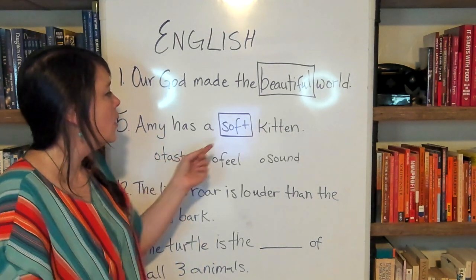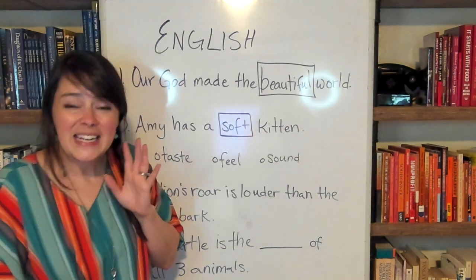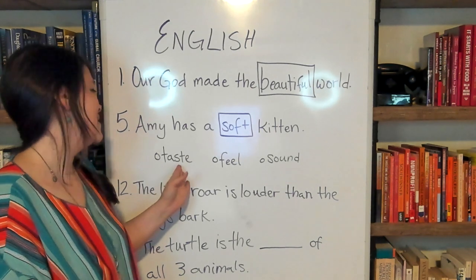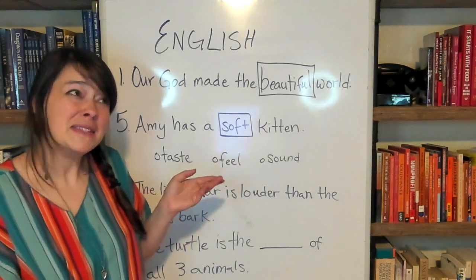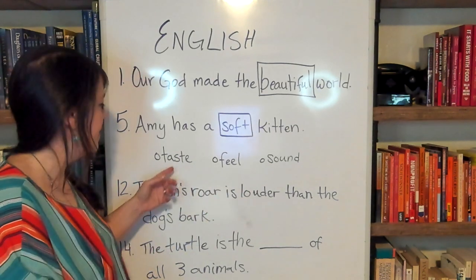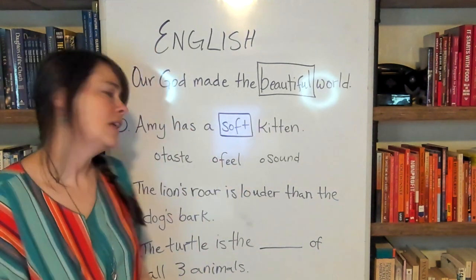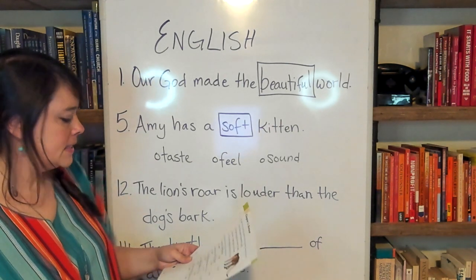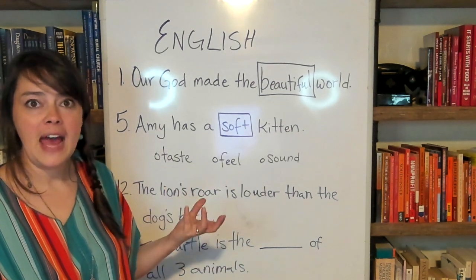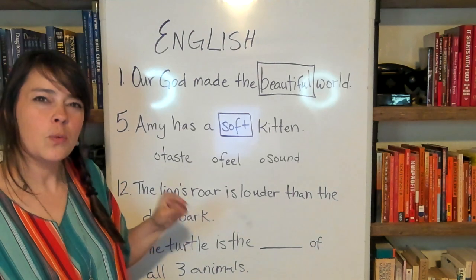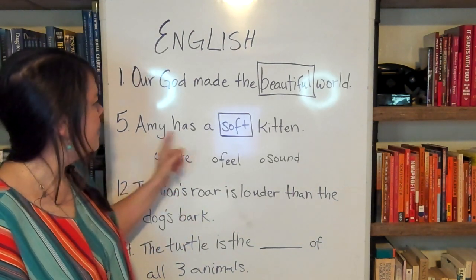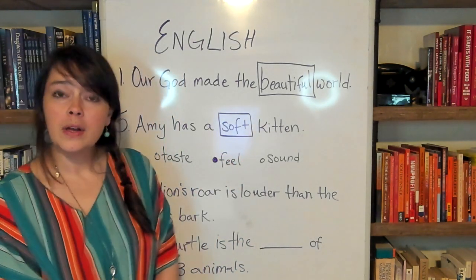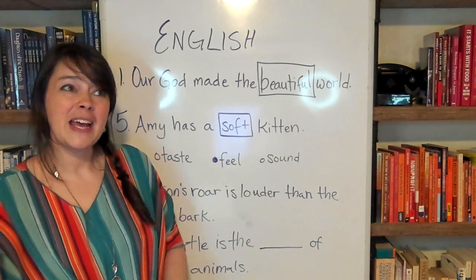Okay? If it said a quiet kitten, Amy has a quiet kitten, then you would know it was like a sense of sound or sense of hearing. If it said something like Amy has a spicy kitten, something gross like that, you would be using your sense of taste. But that's not the sense we need for this sentence. And there are 5 or 6 more of them, all that ask you to read the sentence, notice the one in the box, and think, which sense do I need? So for this one, Amy has a soft kitten. That's feel, okay?